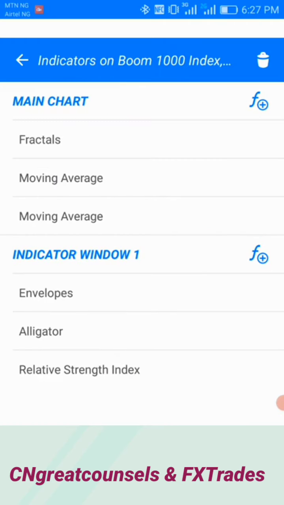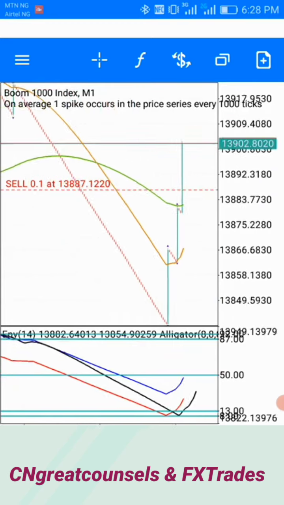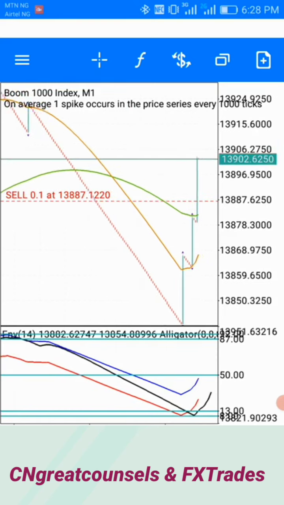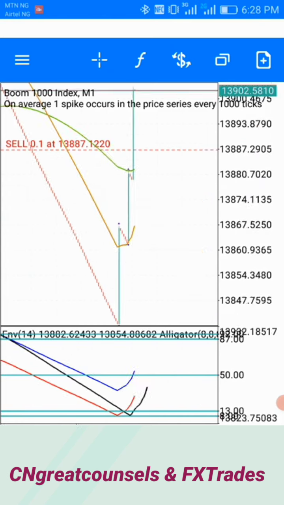Like I said, the main strategy is on indicator window 1, but for the moving averages on this main chart, I'm going to tell you how you are going to use them in combination with the strategy so that you will make huge profit. Actually, the 2 moving averages on the main chart are another strategy entirely, completely different, but because you are a special person to me, I decided to also incorporate it into this very strategy for more profitability.